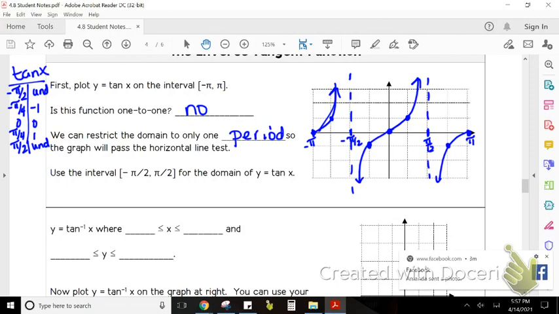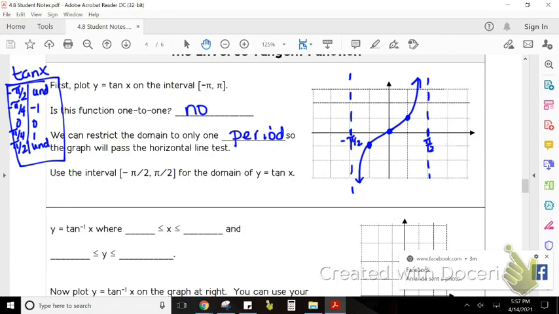If you look at this, if I take off this piece I have here, and I take off this piece that I have here, and I just look at one period, that does pass the horizontal line test. So one period of it does make it 1 to 1. So that's what we're just going to restrict it to. So we're only going to use these values right here.